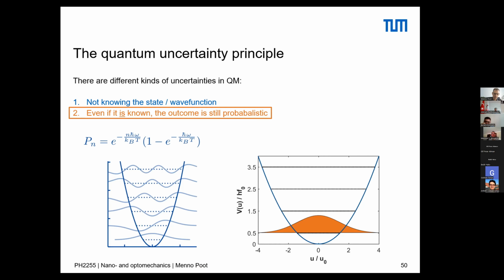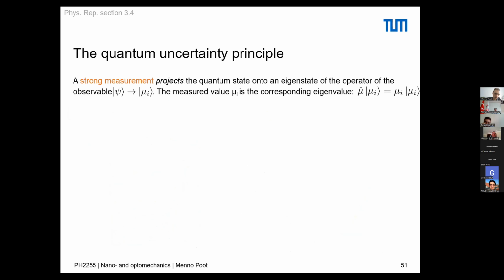So it is exactly this one that is kind of the fundamental one, because the one in blue, not knowing the state or wave function, is basically coming from ignorance. But the second one, that one is really fundamental to quantum mechanics. And now, if we review what we know about the Heisenberg uncertainty principle, then we know that if we have a strong measurement, this measurement is going to project the quantum state that we have onto an eigenstate of the operator of the observable.